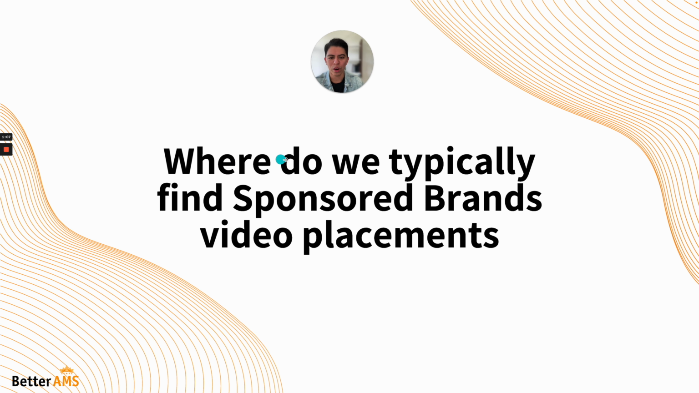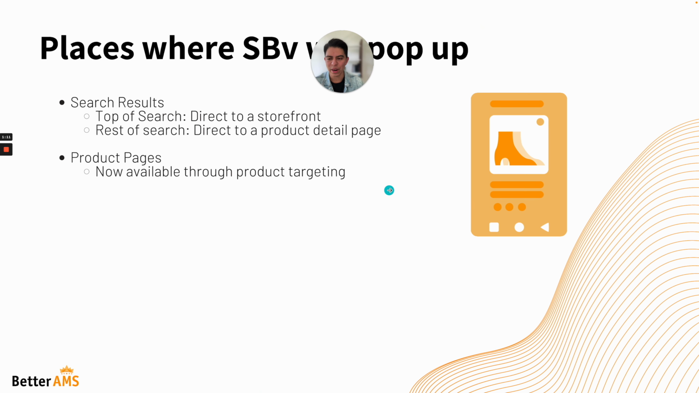So where do we typically find sponsored brands video placements? Well, very recently, Amazon has added more ad inventory to this placement. And now we have seen these ad placements show up top of search. But they direct to a storefront, or the legacy ad type directs to a product detail page, and it's where we have seen it probably for the past 2 years. They show top of the rest of search.